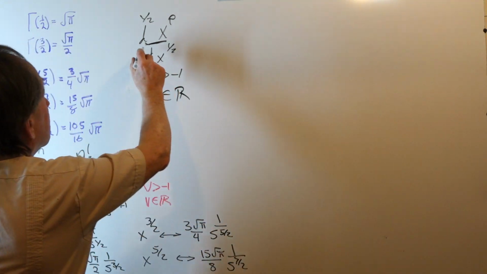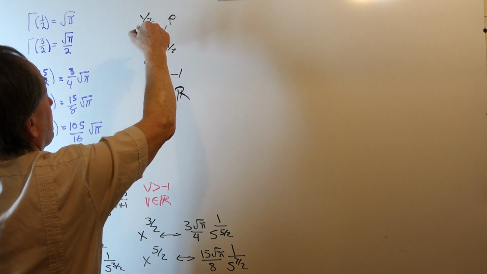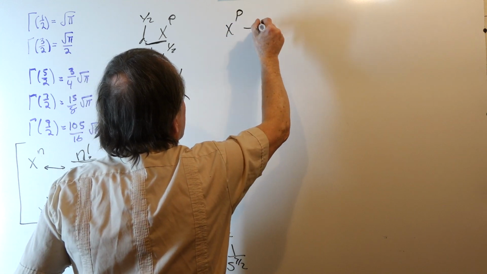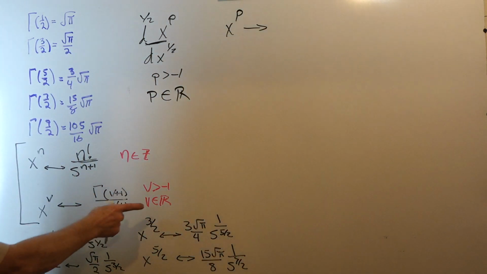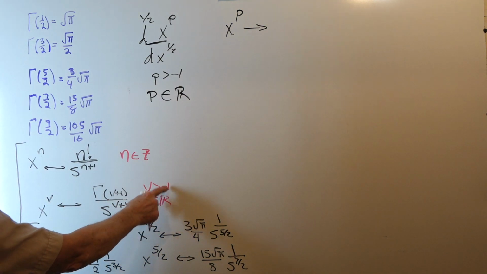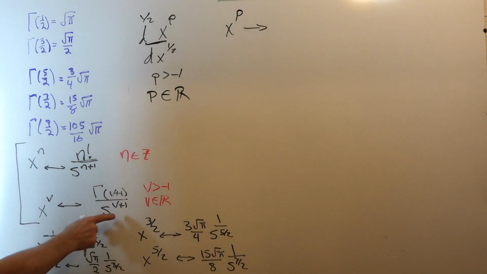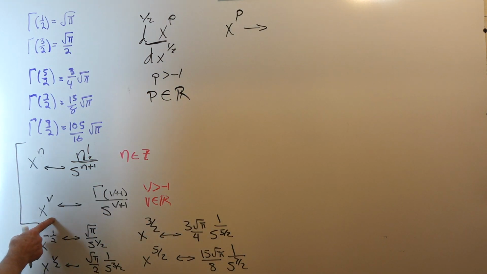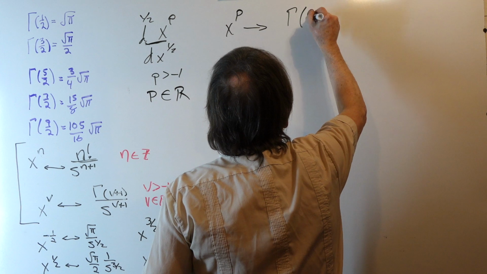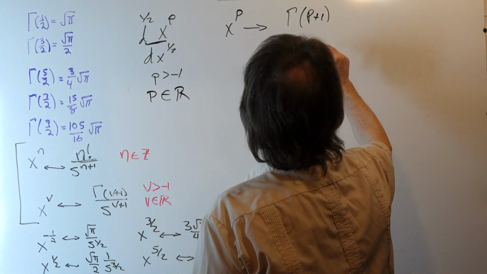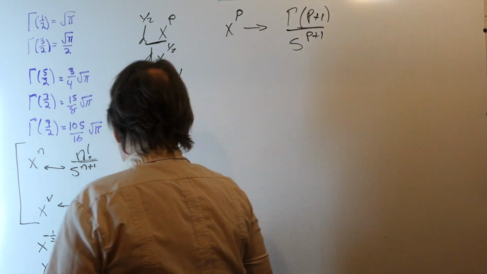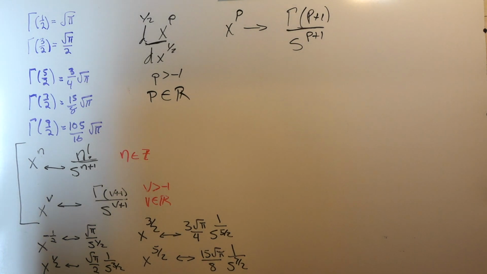Now, for the 1/2 derivative of x to the p, we first transform x to the p into the Laplace space. Well, x to the p, we would use this. p can be any real number greater than minus 1. See, that's the restriction I have here. So I can use this particular transform pair. Well, x to the p in the Laplace space becomes gamma of p plus 1 over s to the p plus 1. And p has to be greater than minus 1.